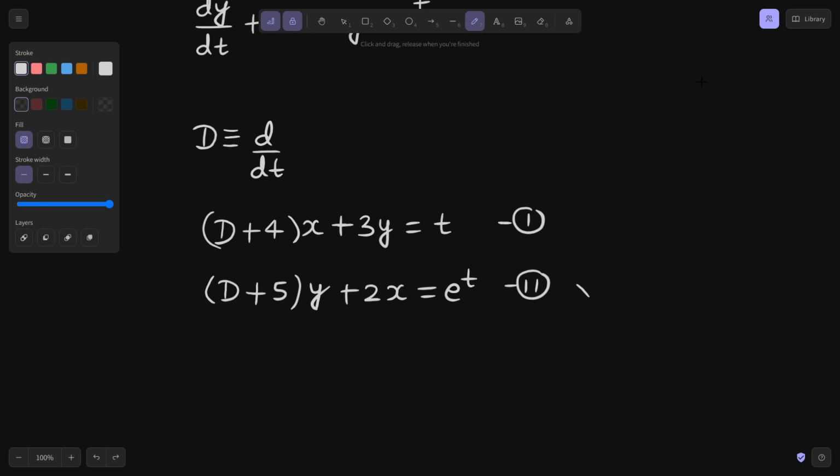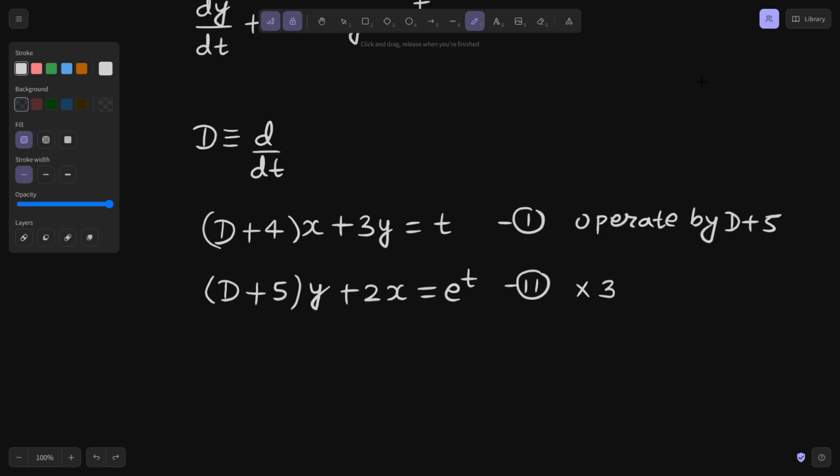So one thing for sure, I will have to multiply the second by 3, and I will have to operate the first by D plus 5. Fine. I hope you know what is the meaning of operate by.